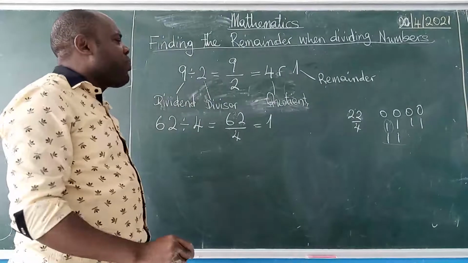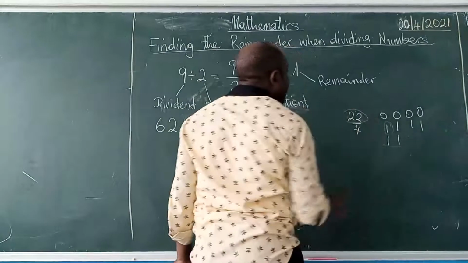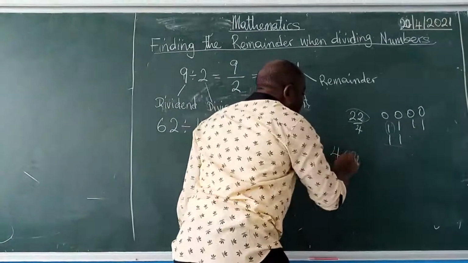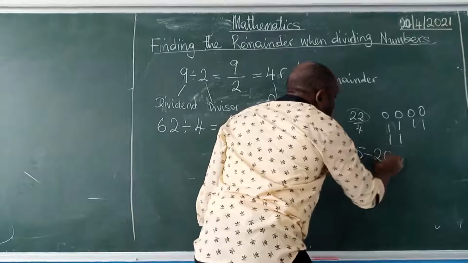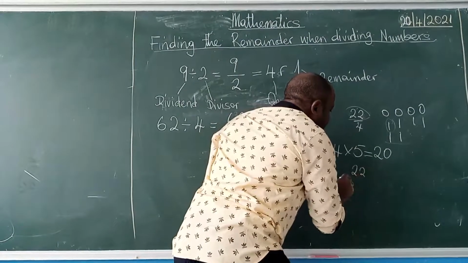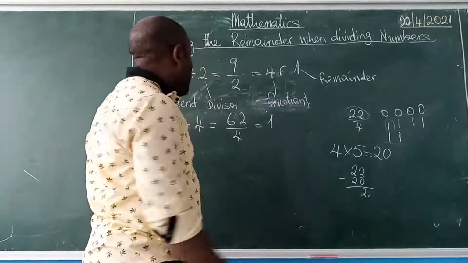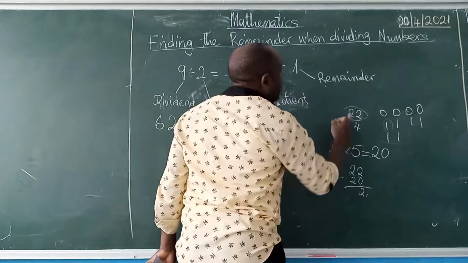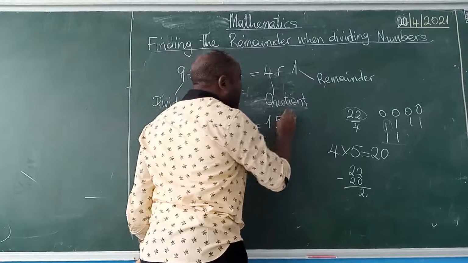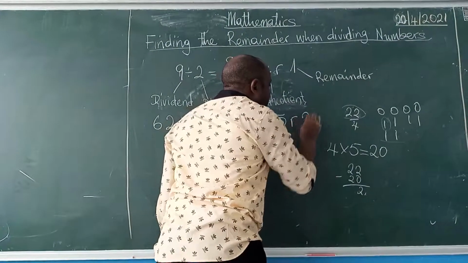So the nearest multiple of 4, which is closer to 22, is 20. And 4 times 5 is equal to 20. I now take 22 take away 20, gives me 2. It means that 4 can go into 22, or 22 divided by 4 is 5 times, and how many is remaining? 2. So I have remainder 2.